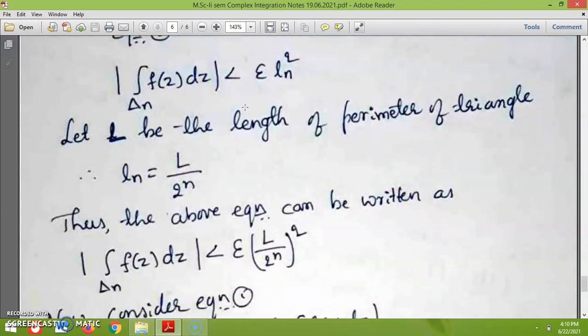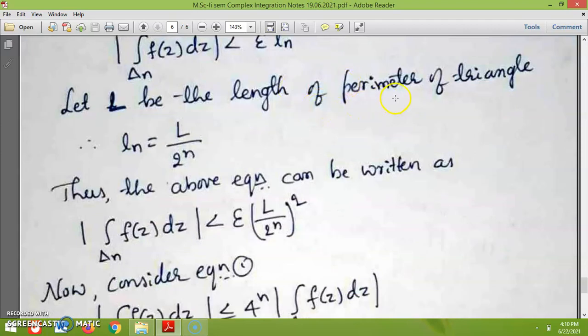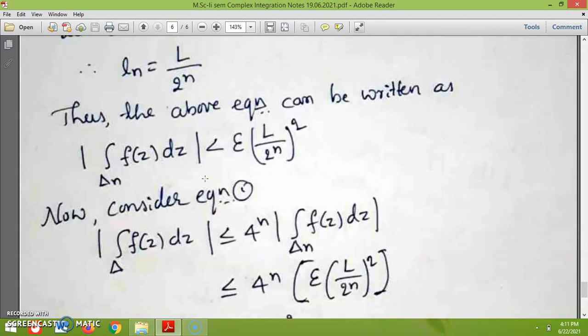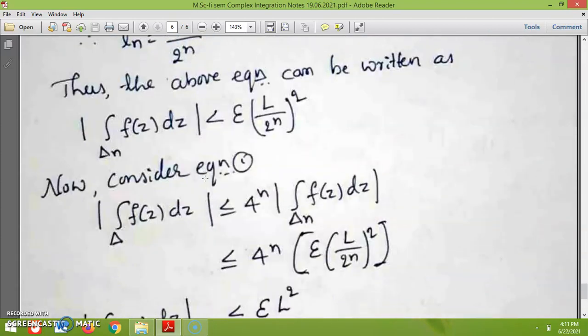Now capital L is the length of the perimeter of the triangle, so that ln is capital L divided by 2 to the power n. Thus we can substitute all this ln into the above equation, and the equation becomes this form. So it becomes 2 to the power n, squared, it means again it is a power n.